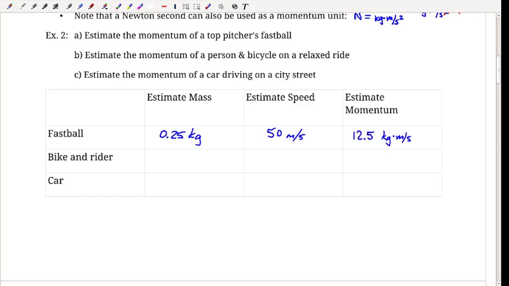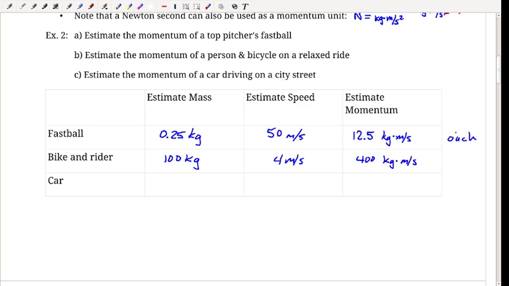Now if that hits you, that's going to hurt. A 50 meter per second fastball hurts you. Ouch! That would not be so fun. Now a bike and a rider. Let's say maybe my bike is about 30 kilos and my rider's 70 kilos, so total maybe around 100 kilos for my bike and my rider. And just relaxed, not going very fast. Let's say maybe 4 meters per second. And again, these are estimates, so it's just ballparking it. To find your estimated momentum, we have 100 times 4 would be 400 kilogram meters per second.